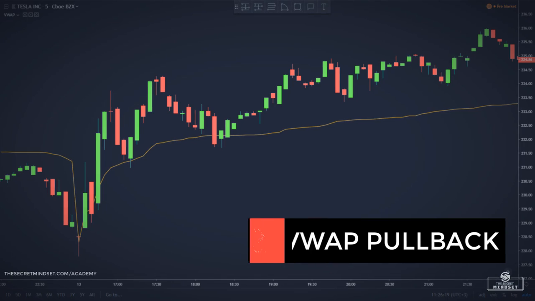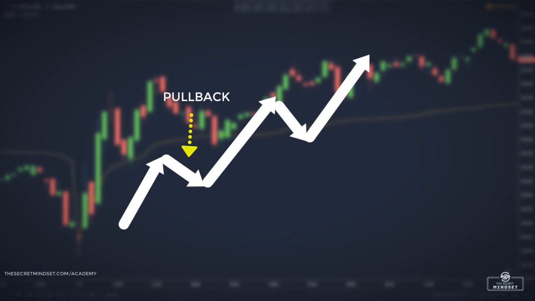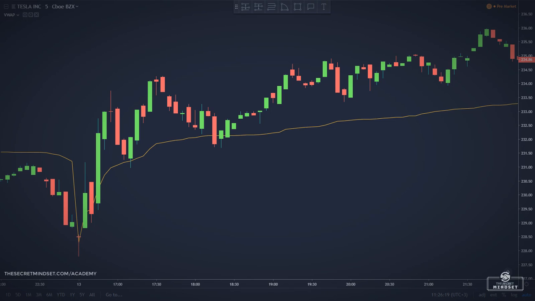Next is the VWAP pullback trade. A pullback is where a stock that's on an extended move upward or downward makes a small movement in the opposite direction. Pullbacks are a common price movement, especially in heavy trends.